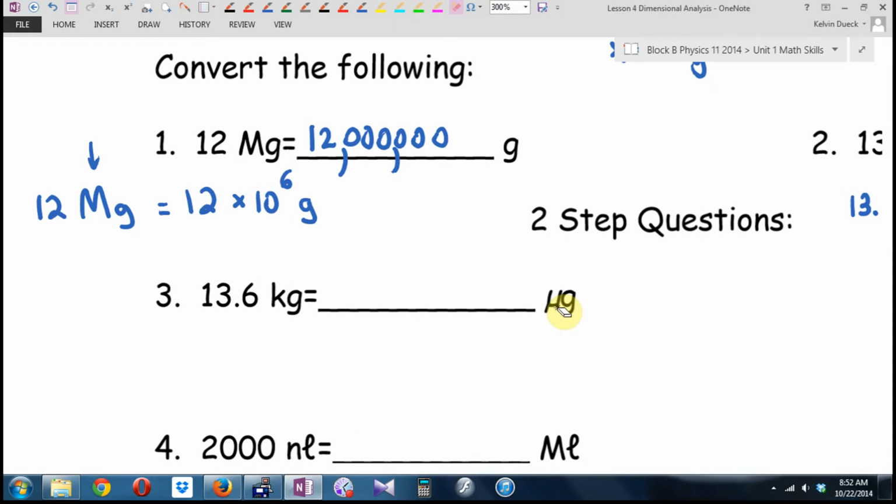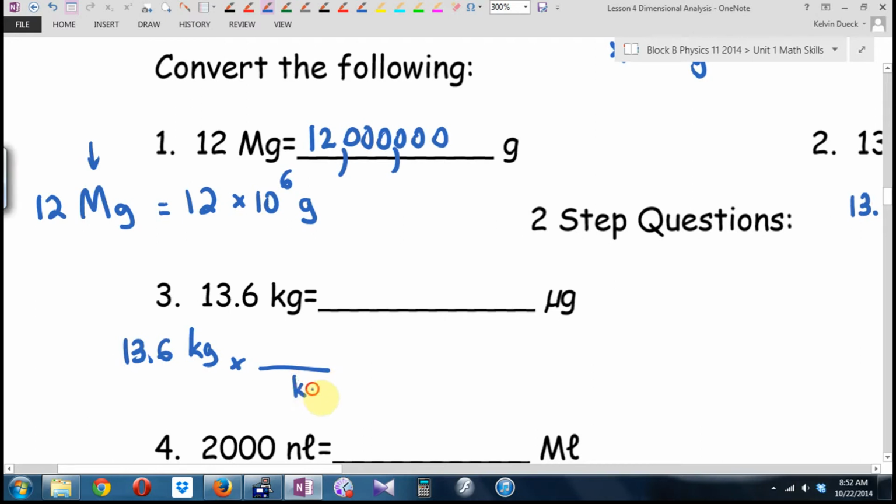Can you see why it's a 2-step? We're going from one prefix to a different prefix. My base unit is grams. Okay. You know how I'm going to start? Darn right, there. Brilliant. Write down what they gave me. And now I'm going to multiply. And what I'm going to multiply by is a fraction. Don't panic. And the fraction that I'm going to multiply by is kilograms on the bottom, grams on the top.